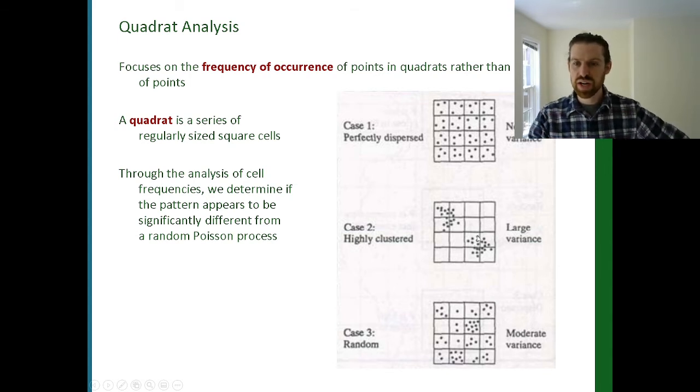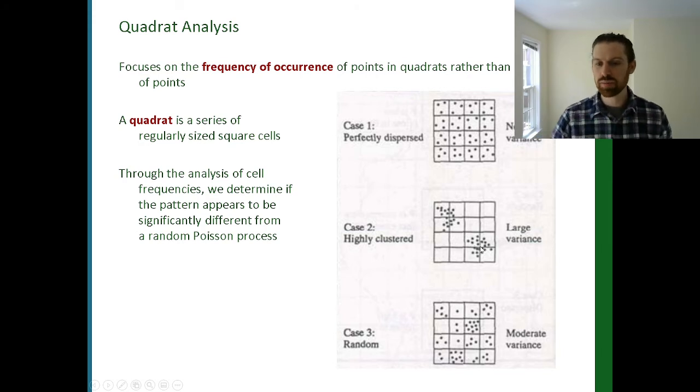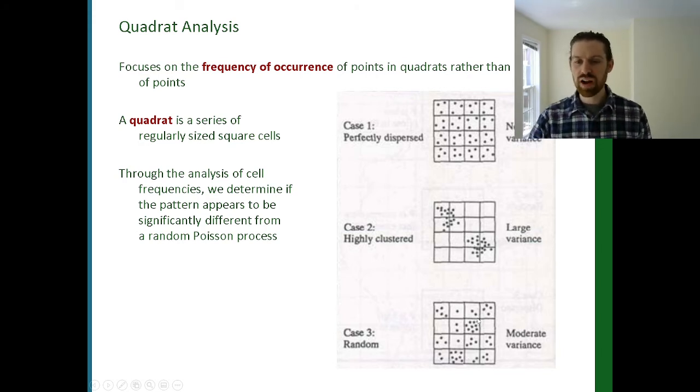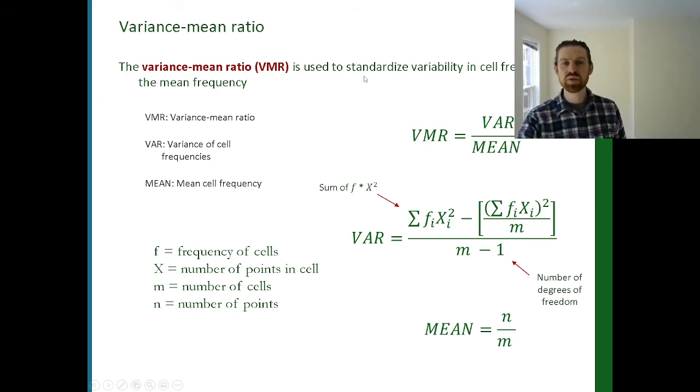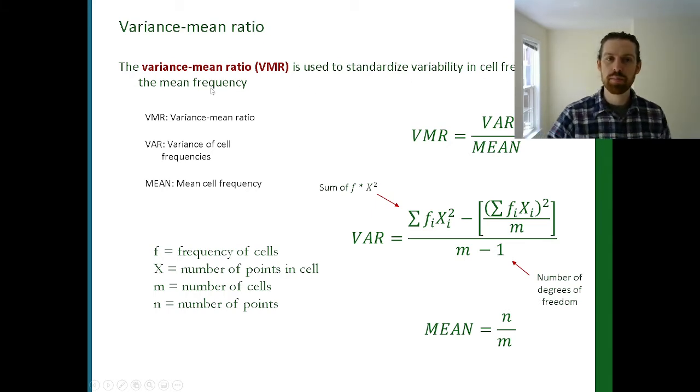Highly clustered, you would end up with large variance, and the points would all be huddled together in different patterns. Or you could end up with moderate variance like this, where you'd have some clusters and some dispersion. Okay, this is more random down here. So that VMR that I covered very quickly is used to standardize the variability in the cell frequencies relative to the mean frequency.